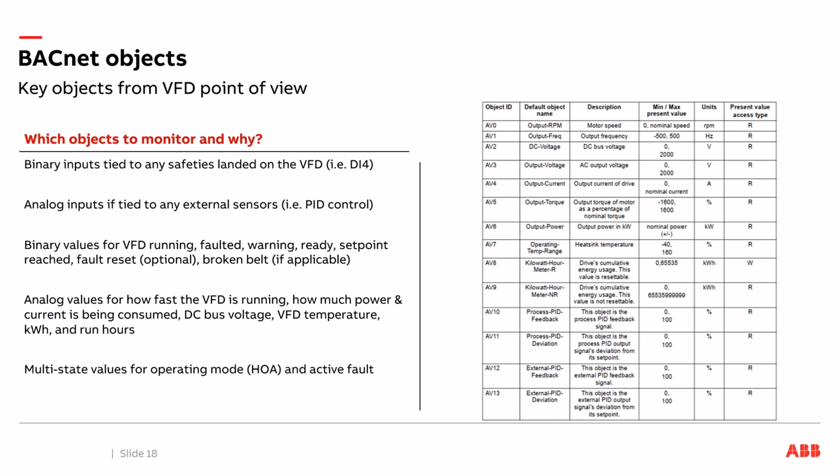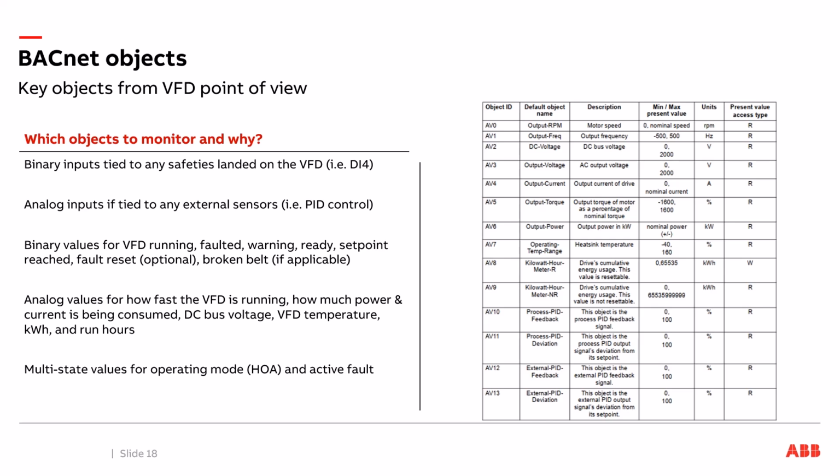Any analog inputs should be monitored if you have external sensors coming to the drive. Binary values should be monitored for knowing if the drive is running, faulted, if it's in a warning mode, if it's ready or not, if set point's been reached. If you want to be able to do fault reset of the drive remotely, you could set that up. If you have belt-driven equipment, you could set up a binary value for the drive to sense if the belt has been broken or not.